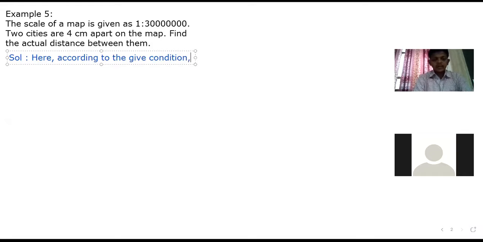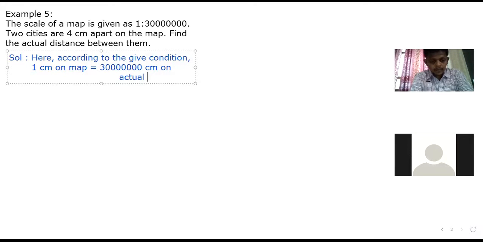According to the given condition, I'm writing the condition. 1 centimeter on map is equal to, how many zeros are there? 1, 2, 3, 4, 5, 6, 7. Means these many centimeters on actual ground. Yes or no? Yes, sir.